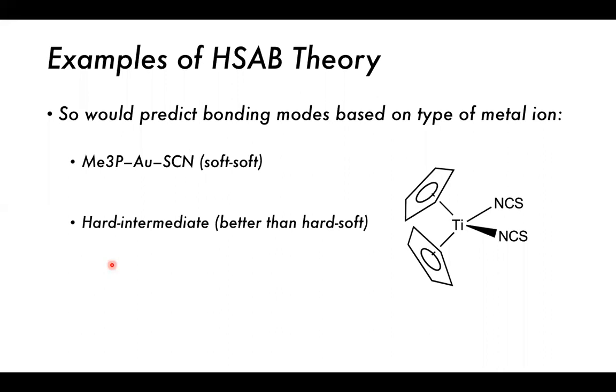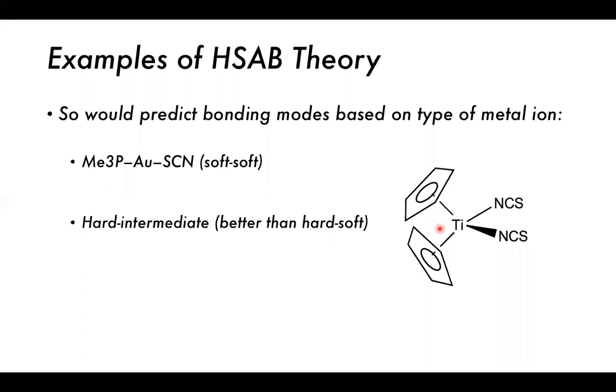So if you look at these sorts of complexes, you can actually try to predict the bonding modes based on the type of metal ion. So for example, in this complex, we have trimethylphosphine, PMe3, bonded to gold. And then the binding of the thiocyanate is through the sulfur, so it is still thiocyanate. And this is primarily because this sulfur is in fact soft. And so the gold is a soft metal. It will bind through the sulfur atom.